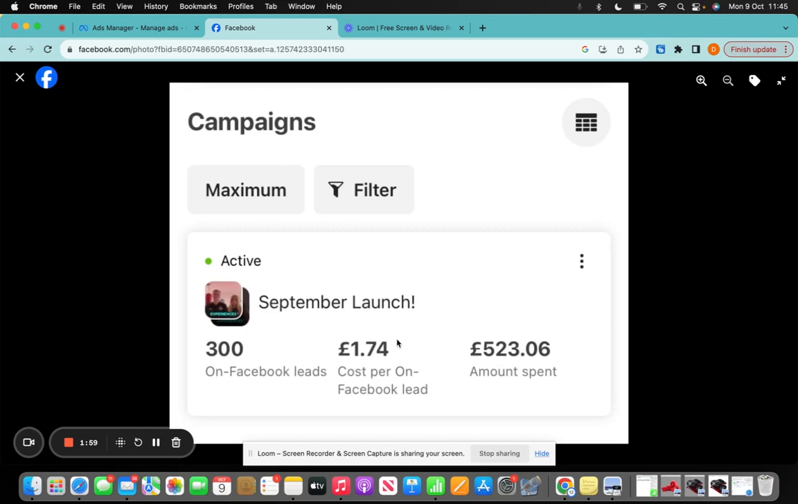The first issue we'd look at if we weren't getting results is not the cost per lead. We can see that the cost per lead is absolutely incredible. So my point is, if something isn't broken, don't try and fix it. We're getting incredible results for this client. We're spending £1.74 for every single lead that comes through. That is way lower than the average, which means we don't need to change anything.